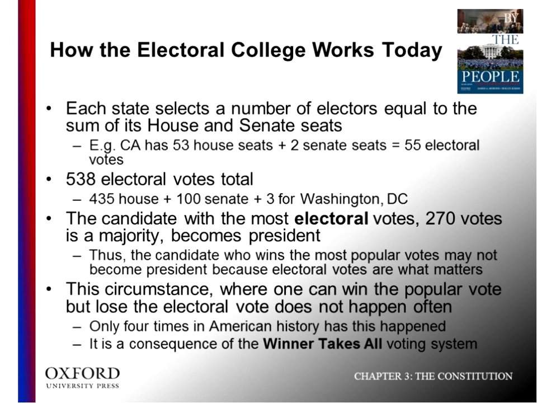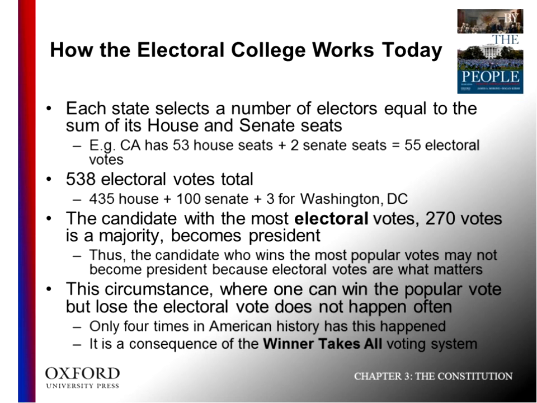So the candidate who wins the most popular votes may not become president because electoral votes are what matter. What I mean by this is that we tally up all the votes nationwide, and the candidate who wins that national vote may not end up becoming president, because what matters is the electoral vote. Think of it this way, because people often get confused with the Electoral College: it's really not one election.